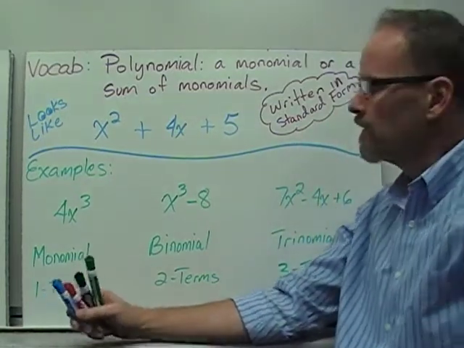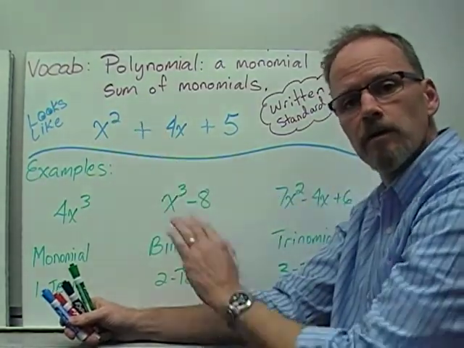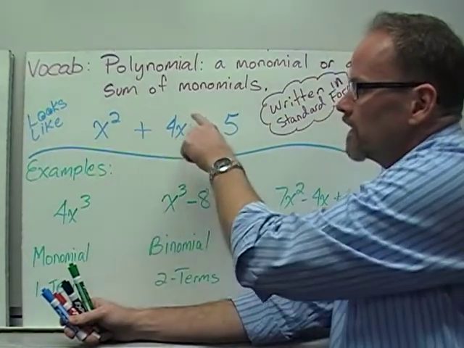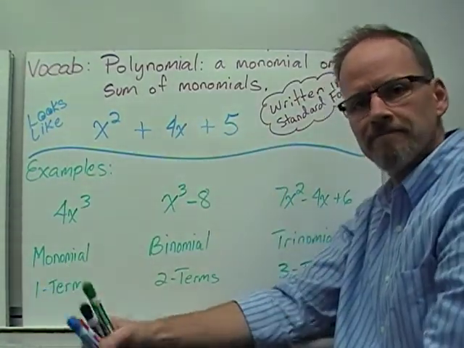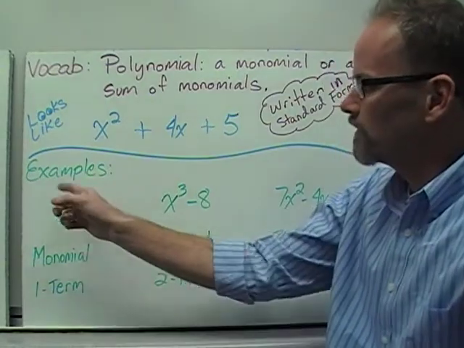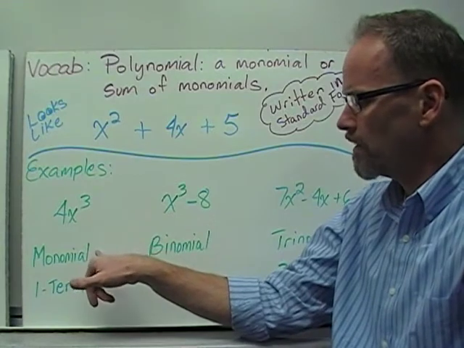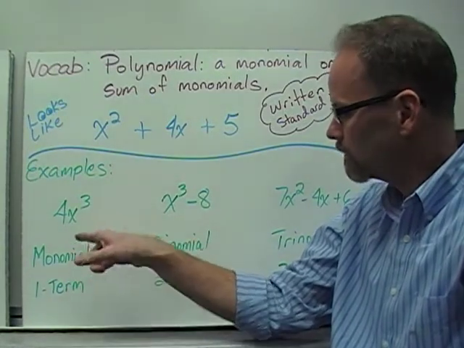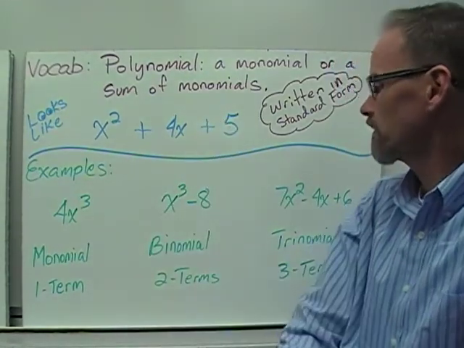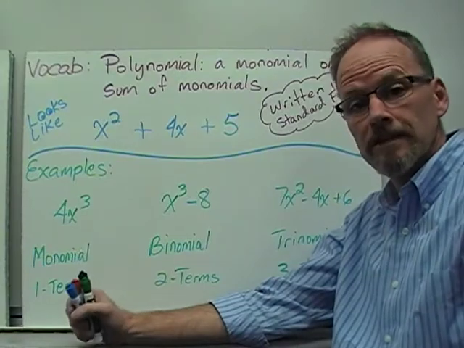What does that mean? That means the term with the highest exponent goes first, the next highest goes second, and constants are always in the back of the bus. So, some examples here. I want you to be able to tell me what kind of polynomial it is. We're just going to figure out what kind of polynomial it is.